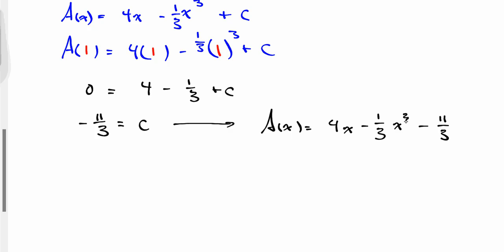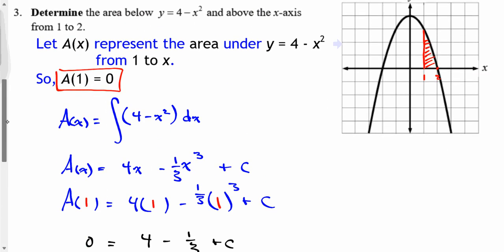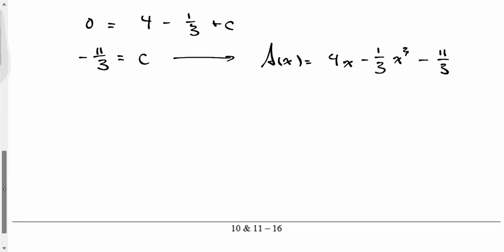What is A of x? It's my area under the curve from 1 to x. I want to know from 1 to 2. So I want to find what is A of 2.